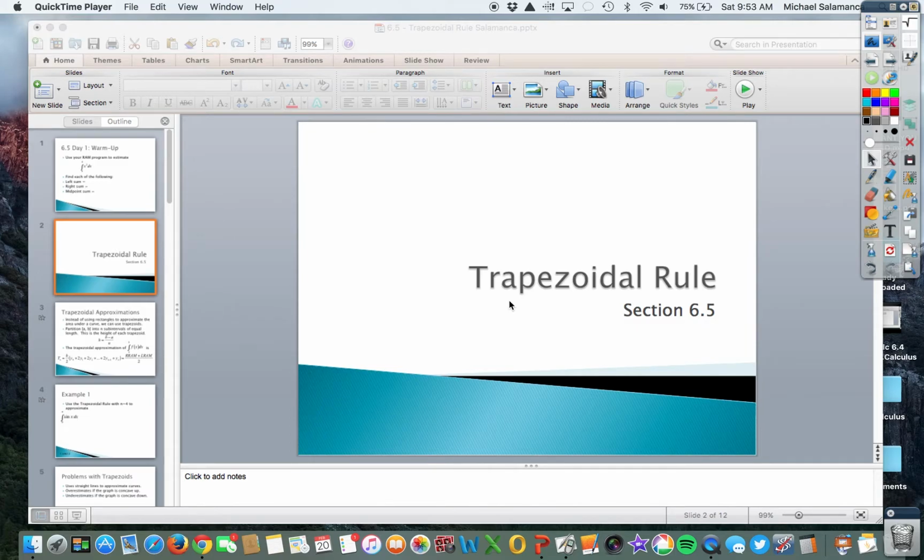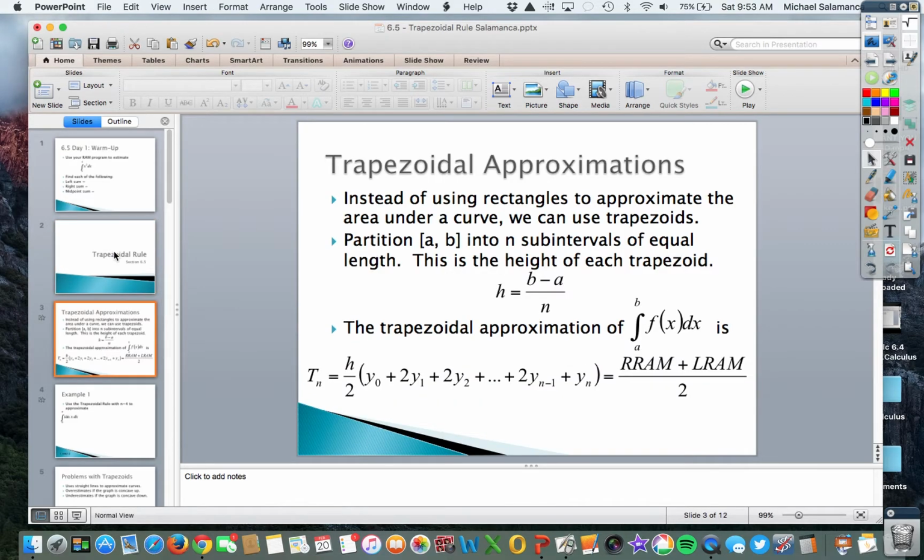Hello students, in this video we're going to talk about the trapezoidal rule. So let's get started. In here we're going to do trapezoidal approximations. Very similar to when we did Riemann sums when we used rectangles, trapezoidal approximations are going to use trapezoids to approximate the area under a curve.